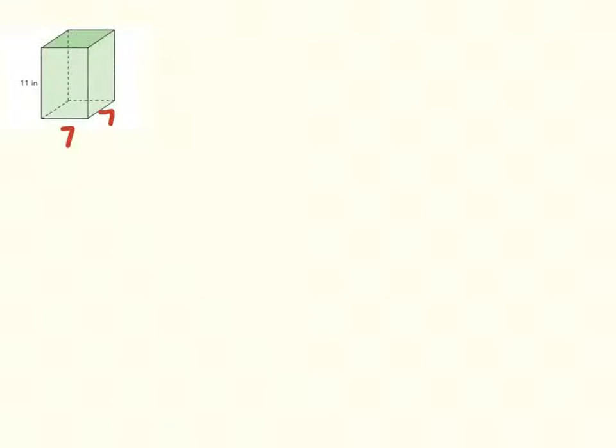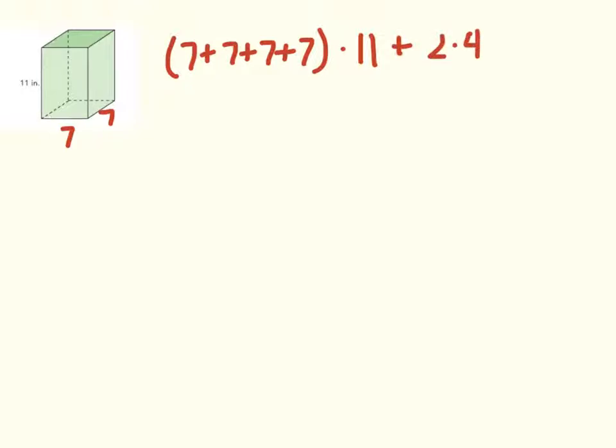Now that we've solved for the length and the width, and we know each is 7 inches, we can find the surface area of the prism. So once again, we'll take the perimeter of the base. Well, our base is a square, so the perimeter is going to be 7 plus 7 plus 7 plus 7, right? We're going to multiply that by the height, 11, and we're going to add the area of the two bases. So plus 2 times 49.